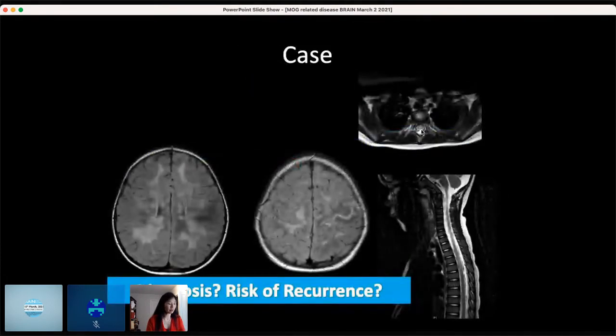I'm sorry, I'm having a bit of a technical problem here. I apologize. Which is a longitudinally extensive lesion with a holocord abnormality.